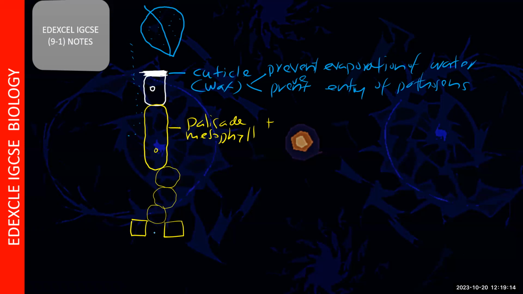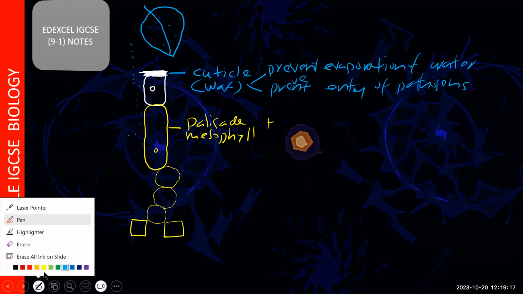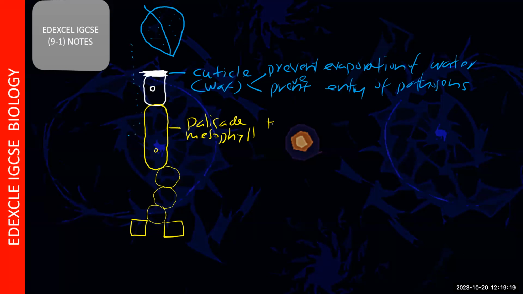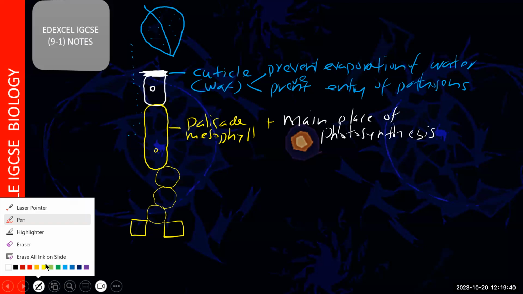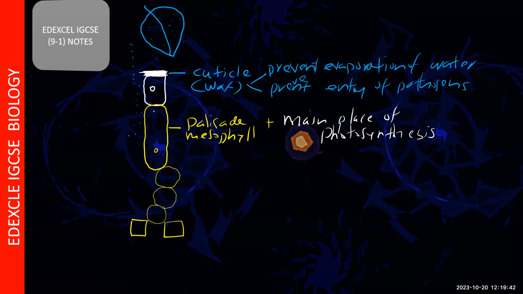This can be controlled. Okay, palisade mesophyll cells have a high number of chloroplasts. So it is the main place of photosynthesis. It's the main place of photosynthesis because they have a large number of chloroplasts.